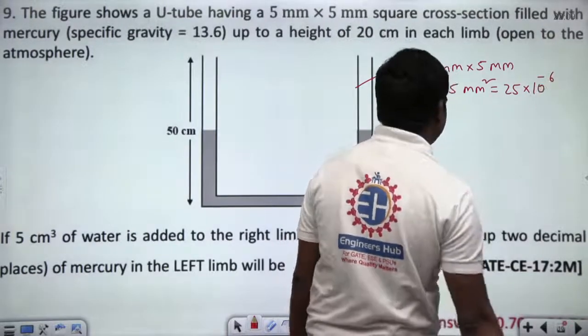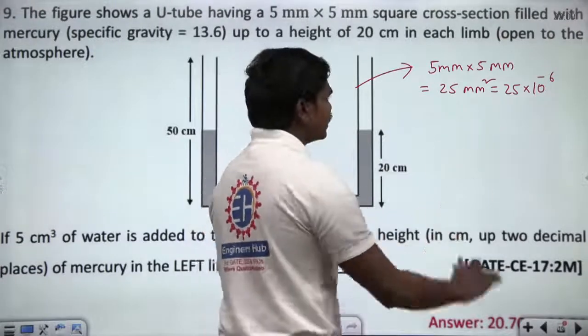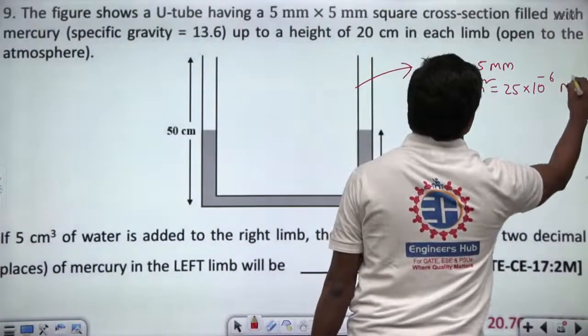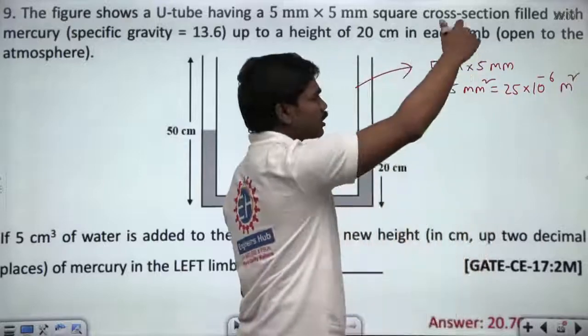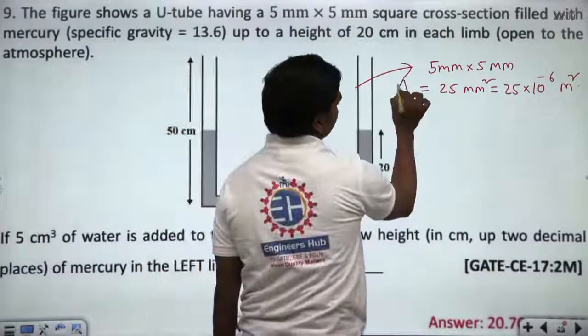25 into 10 to the power, if you deal in case of centimeters. Anyhow, let us deal in meters only. So this is meter square, because 1 mm is equal to 10 to the power minus 3 meters. Fine. This is okay. So area of cross section is equal to this value.